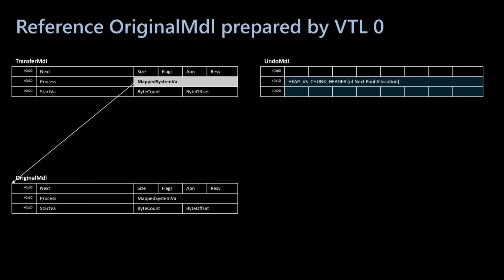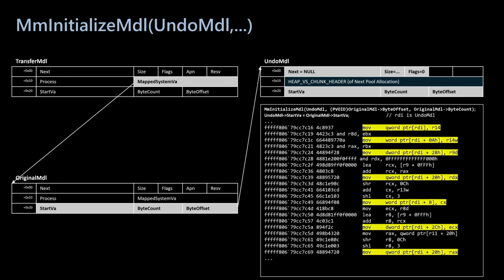The transfer MDL gets mapped into the VTL1 address space. Then mapped system VA can be used to access the transfer buffer directly. We call this transfer buffer the original MDL. Original MDL is also fully controlled from VTL0. The undo MDL will be initialized according to the original MDL.